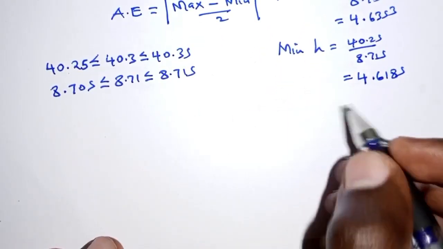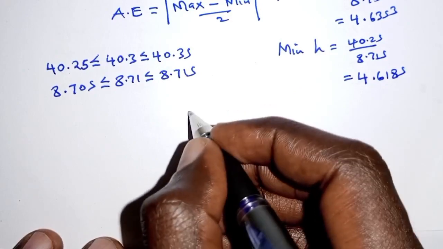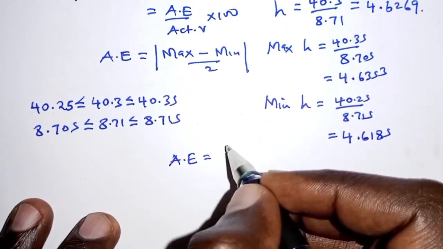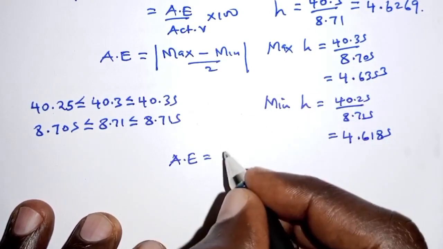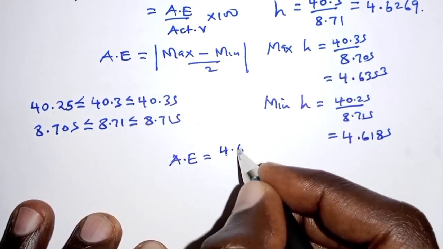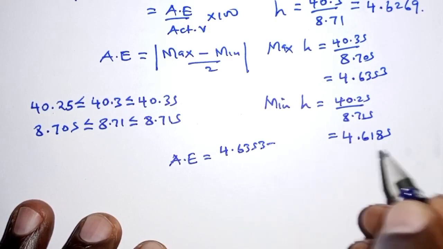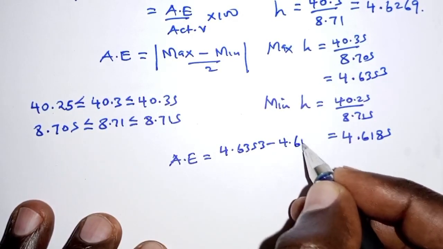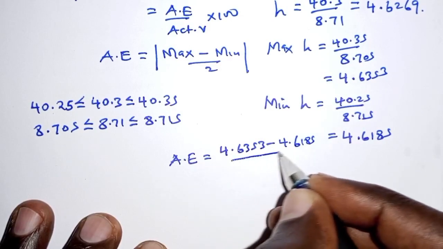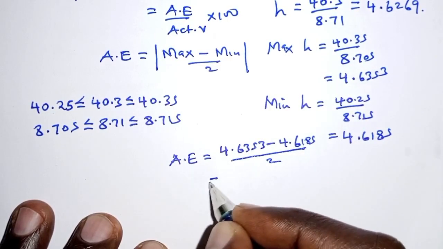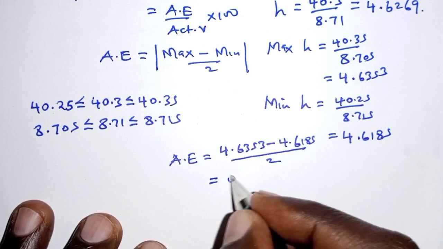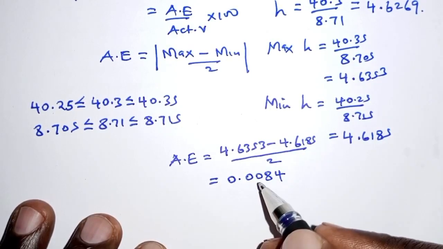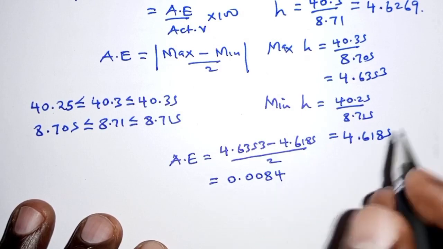Now, from here we can determine the absolute error. Absolute error is the maximum minus minimum over 2. So maximum is 4.6353 minus minimum 4.6185, and then we'll have to divide that by 2, and that of course gives us 0.0084.